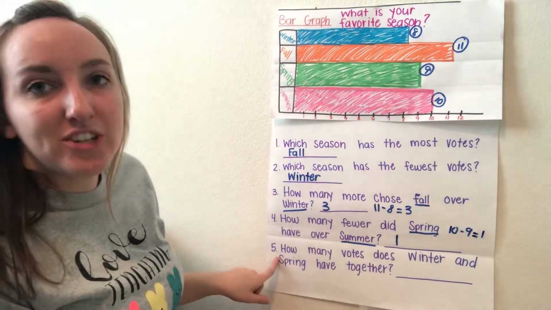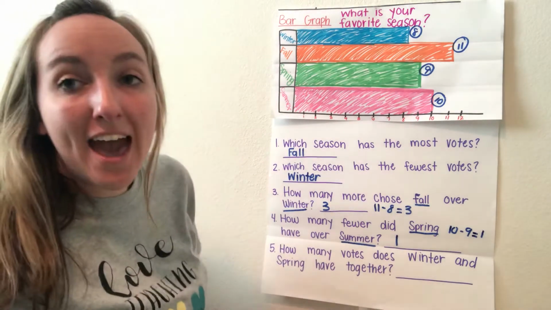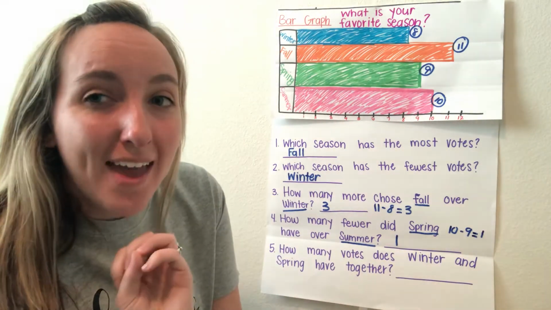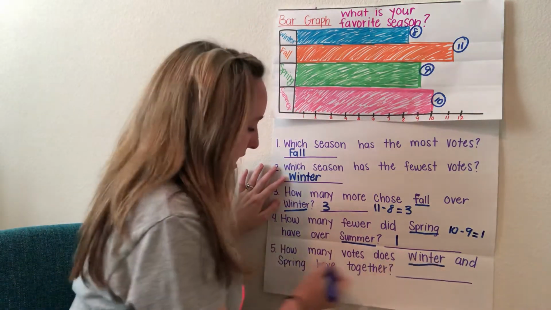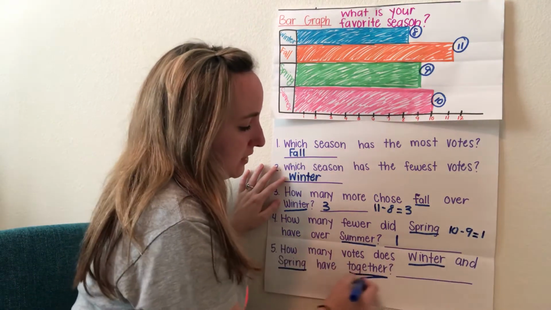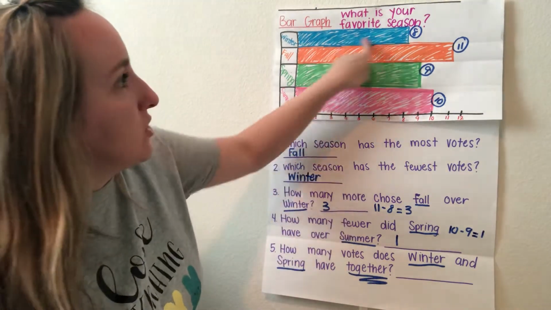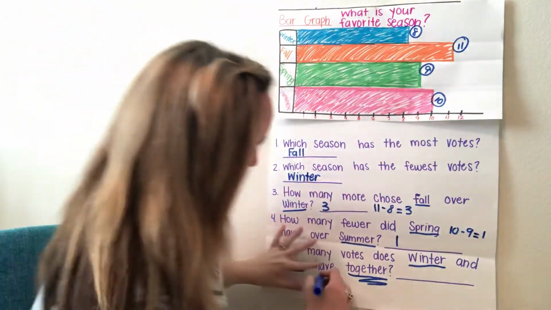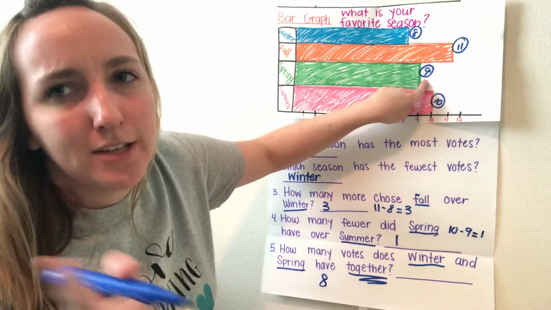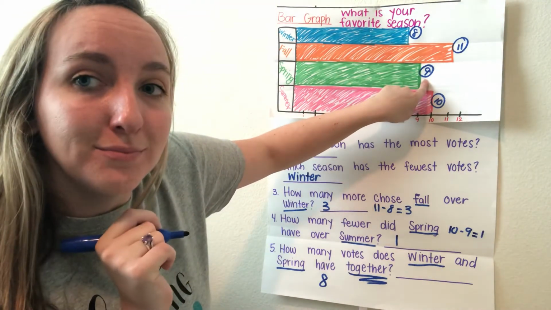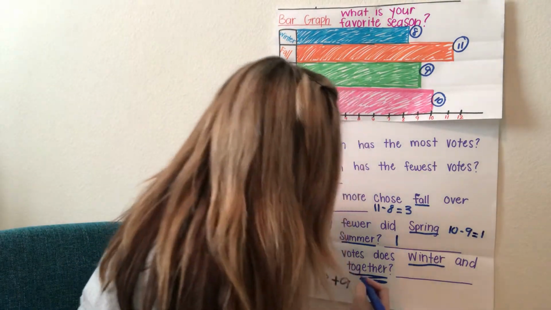Okay, and the last question says, how many votes does winter and spring have together? So are we going to add on that question or subtract? What do you think? Winter and spring have together. That's a very important word, together. So I know that winter, if I look at my bar graph, has 8. And spring has 9. So let me ask you again, are we going to add or subtract? You're right, we are going to add. 8 plus 9, yes.